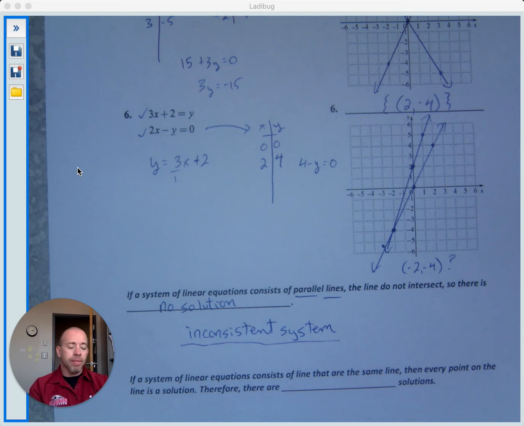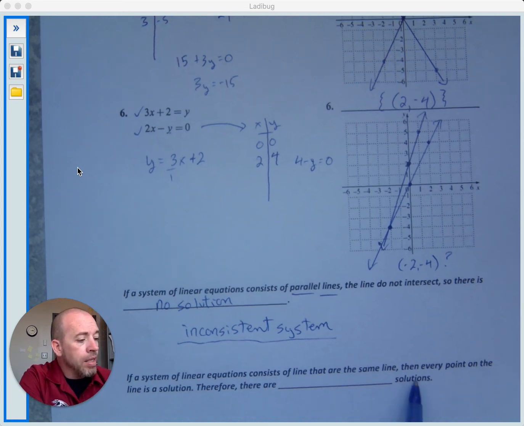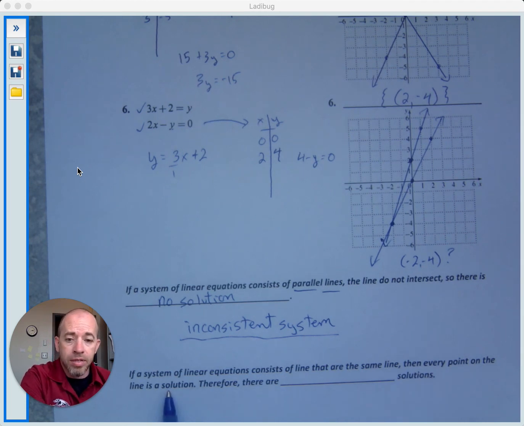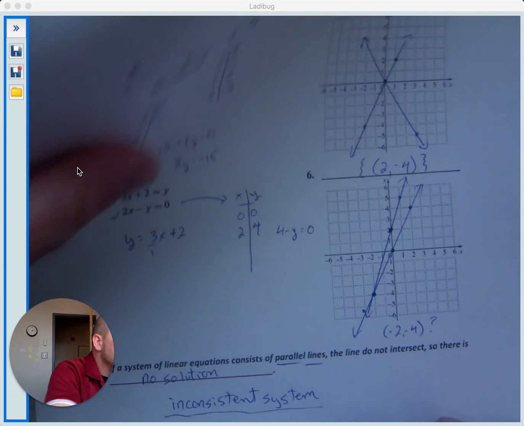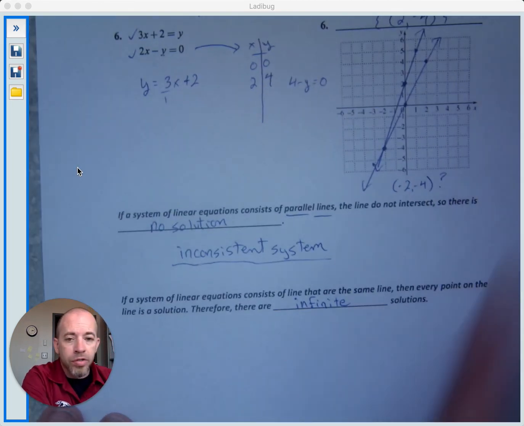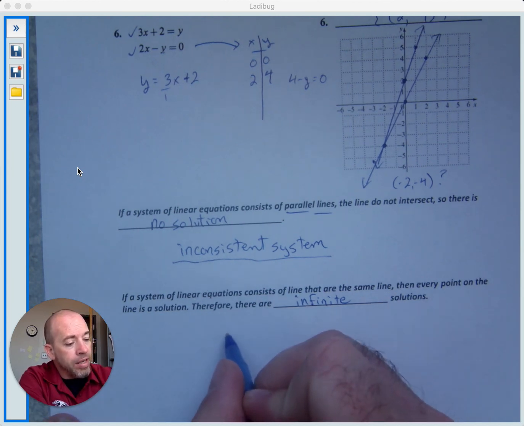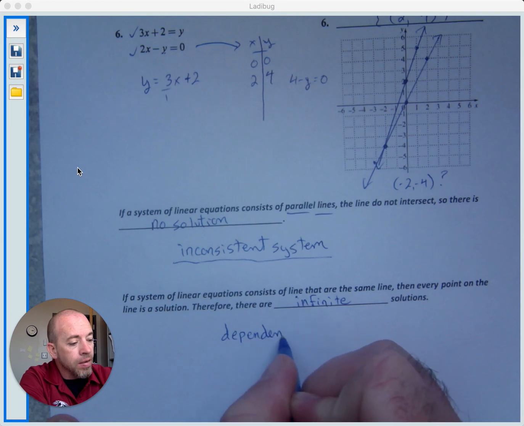And there's one other thing that could happen. A system of linear equations could consist of two lines that are actually the same line. So you can have two lines that look different as far as their equation goes, but they're actually the same line. For instance, one might be in slope-intercept form, one might be in standard form. Or one might just be multiplied by a constant from the other form. And so they're really the same line, but they look different. If that happens, if they're the same line, every point on the line is a solution. So they're really infinite solutions. And if they're infinite solutions, there's a special term for that. We call that a dependent system.